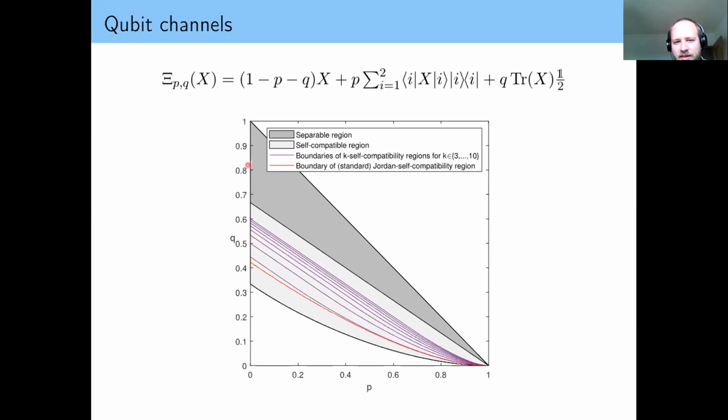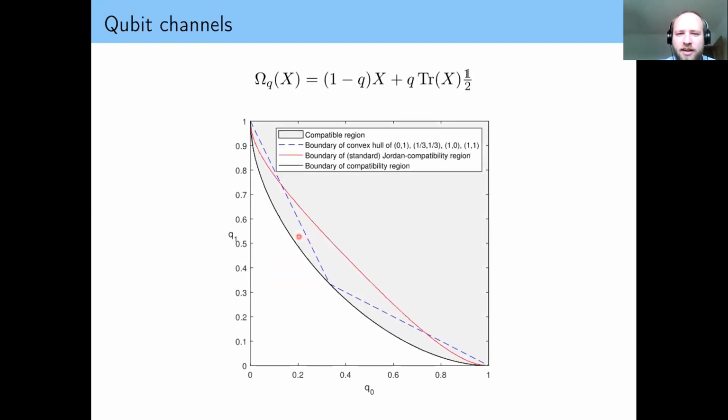And so you can see that this actually includes a big chunk of the region where the channel is actually compatible with itself, but it does not include the border region. So I would say that this shows that somehow the Jordan product has a tendency to be a good way to prove that two channels are compatible as long as they're not very close to the border of the compatibility region.